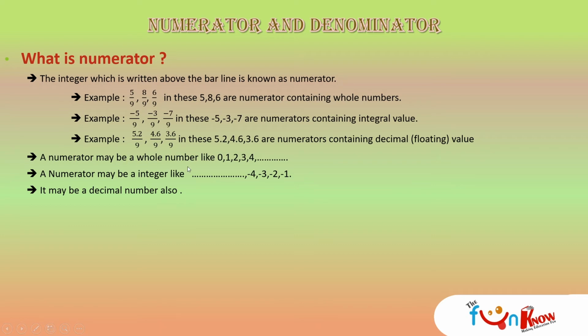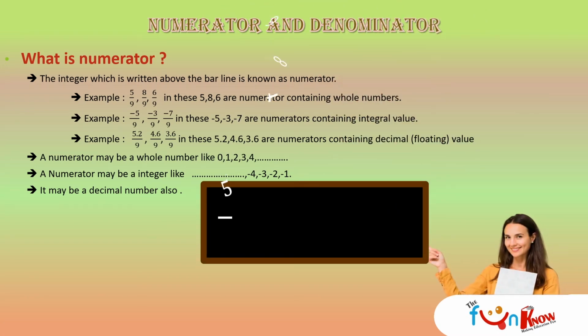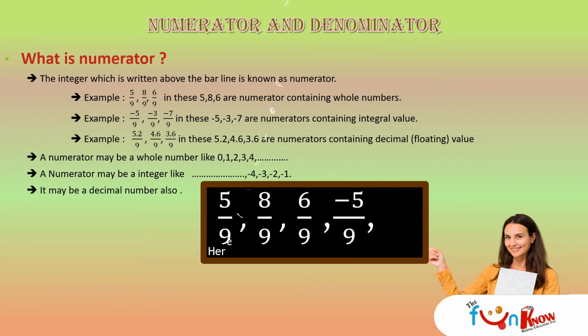So a numerator can be a whole number like 0, 1, 2, 3. It can be a negative value like minus 1, minus 2, minus 3, minus 4, or it can be a decimal also. I hope you're understanding how numerators and denominators work. So in this case, you have to make sure which are the numerators. Yes, right students. In this case, 5, 8, 6 and minus 5 are the numerators. Very good.